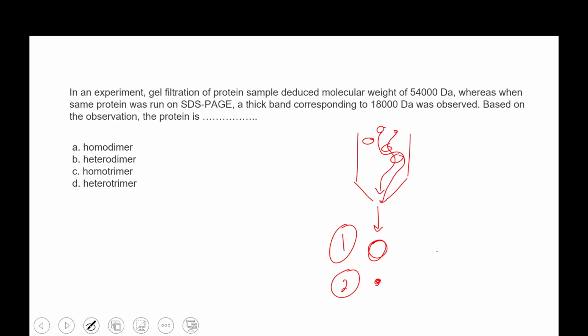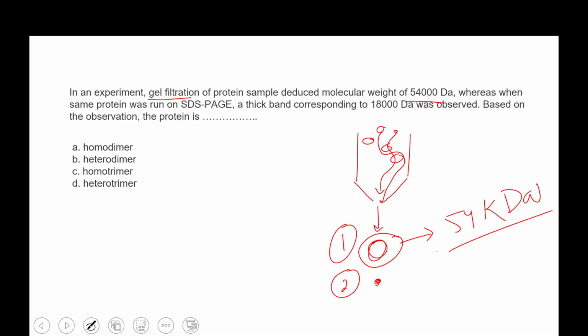So from the gel filtration, the protein sample deduced a molecular weight of 54 kilodalton. So what they have got is one protein which has a molecular weight of 54 kilodalton. Now they run the protein on SDS-PAGE.